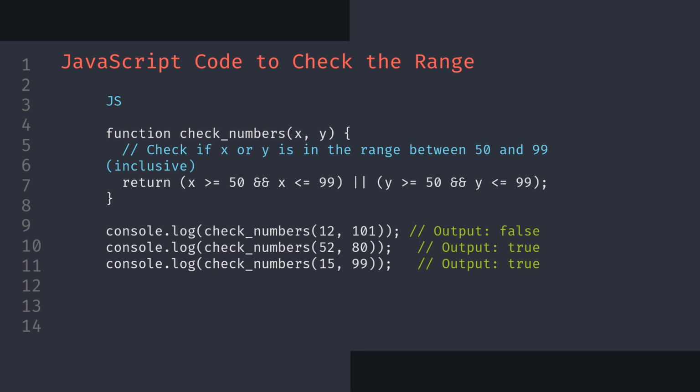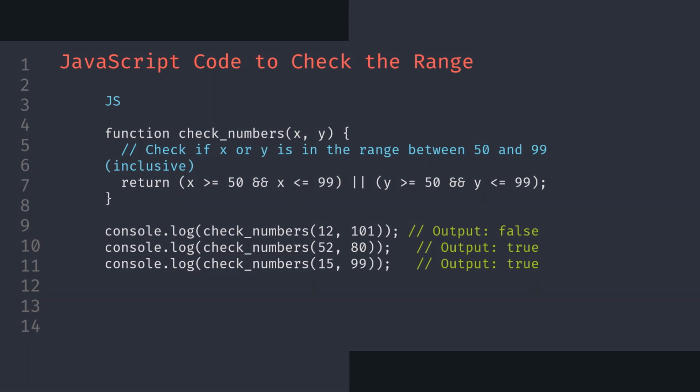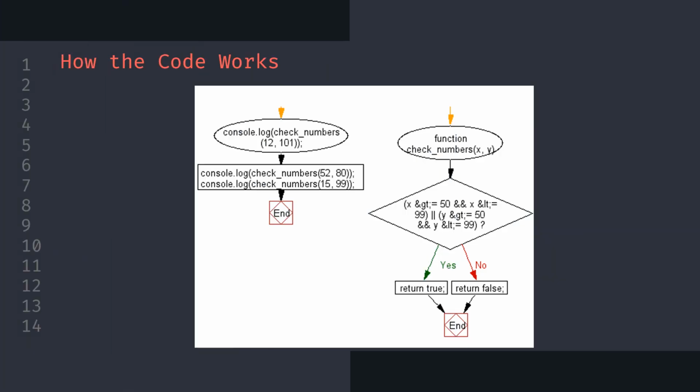Here's the JavaScript code to check whether either of the two numbers is within the range of 50 to 99. We use simple conditional checks to achieve this. The function checks each of the two numbers. If at least one is between 50 and 99, the function returns true. Otherwise, it returns false.